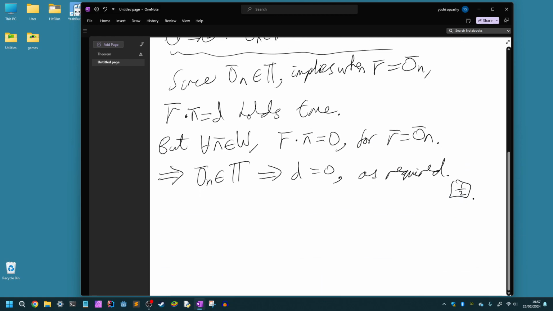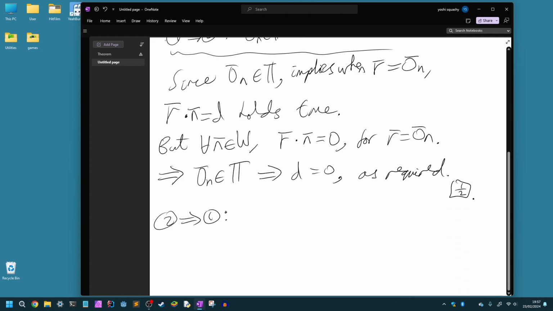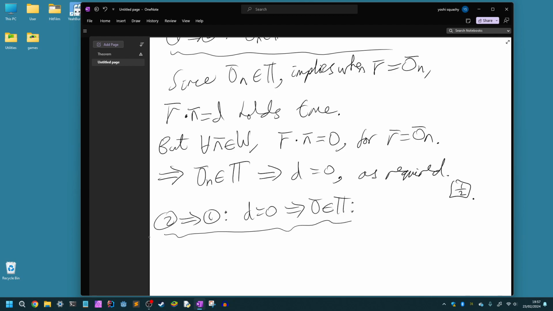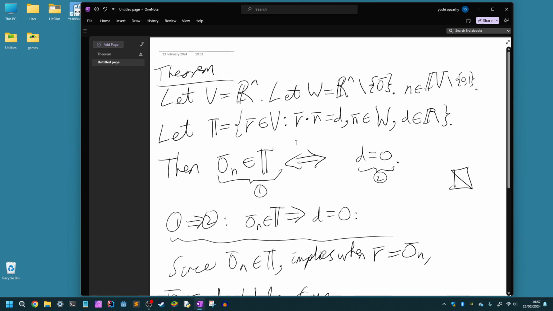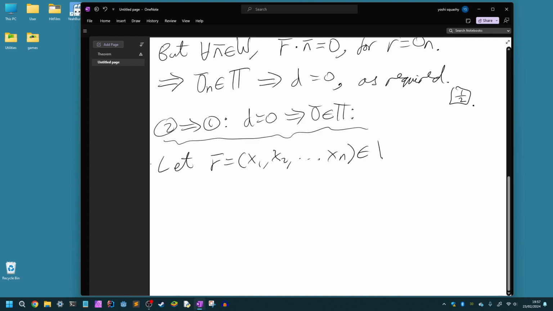Alright, so now we've got to do the other way, which is a little bit trickier. That always tends to be the case, that one direction is a little bit harder than the other. 2 implies 1, that means that d equals 0 implies that 0 is of the set of pi. Alright, let's look at that proof. So we'll say let r equal (x1, x2, ..., xn) of the set V.